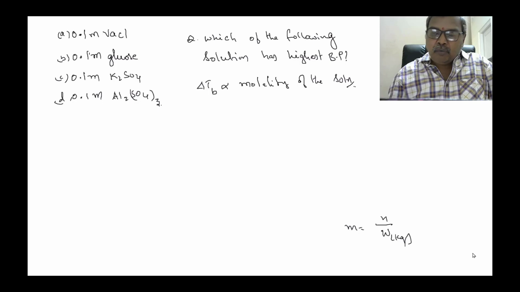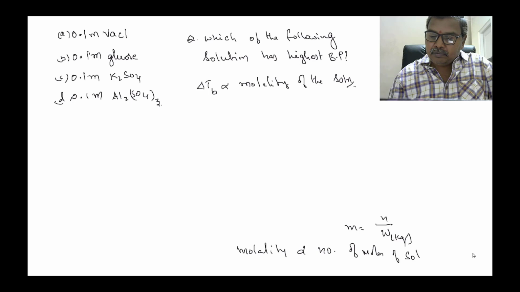Now, weight of the solvent in all these cases is also the same, right? Now, molality is directly proportional to number of moles of solute. So delta TB is proportional to number of moles of solute, number of moles of particles.